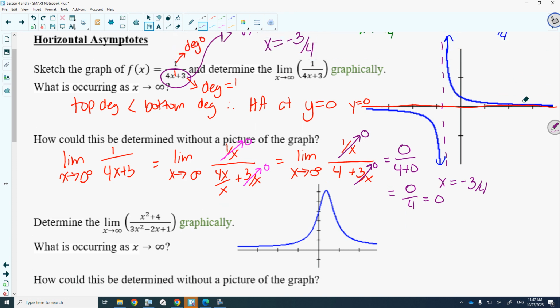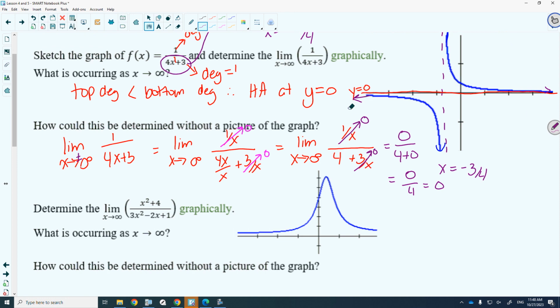As we approach infinity, plus or minus infinity, I could have actually put positive or negative infinity here. As we approach positive or negative infinity, here we're going to positive infinity, our y's are going to get closer to 0. This side we're going to negative infinity, our y's are getting closer and closer to 0.